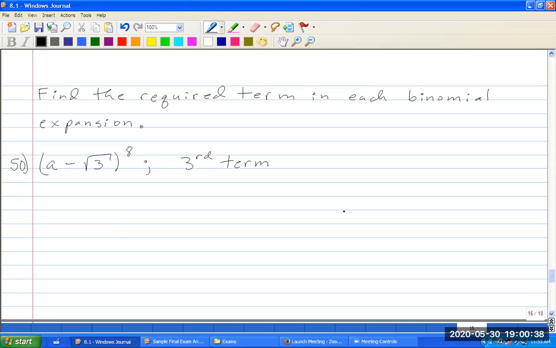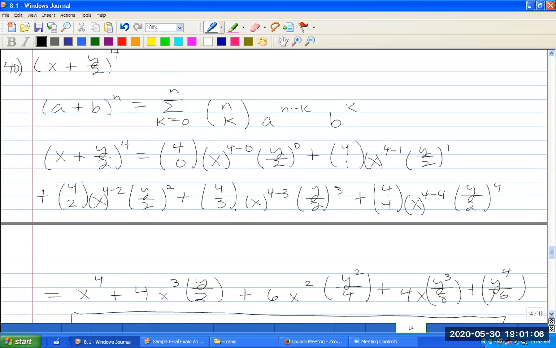Okay, so notice that every term in my binomial expansion is of this form: nCk a to the n minus k, b to the k. So what is the third term? Notice, first term, k is 0. Second term, k is 1. Third term, k is 2. So I'm going to be replacing this k here by 2.